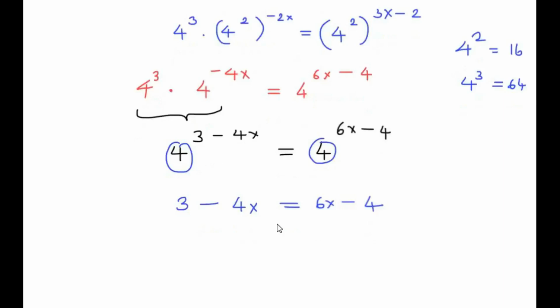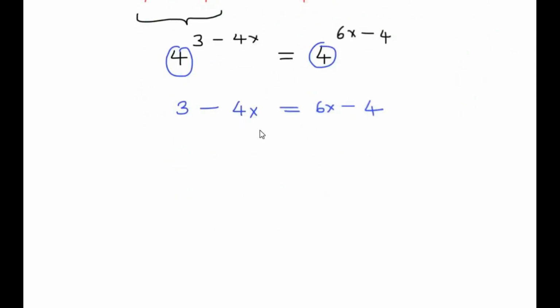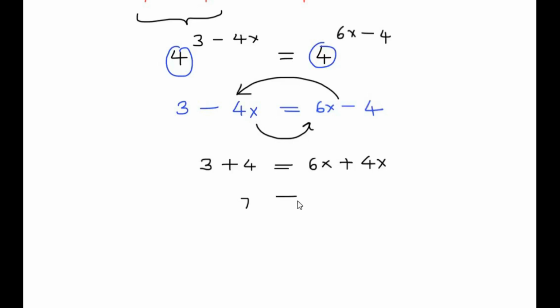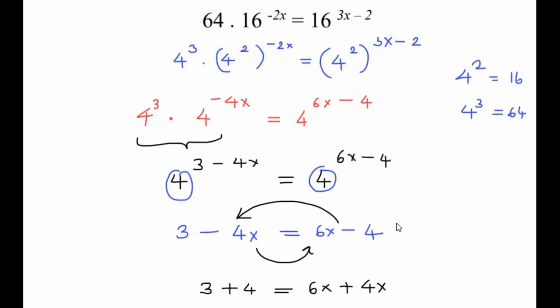Now let us gather the like terms. Let us take negative 4x on the right hand side and negative 4 on the left hand side. So we have 3. Now negative 4 becomes positive 4 is equal to, now 6x remains the same. Negative 4x becomes positive 4x. So here 3 plus 4 gives us 7. This is equal to 6x plus 4x gives us 10x, or the value of x is going to be equal to 7 over 10. So this is the value of x for this given question.